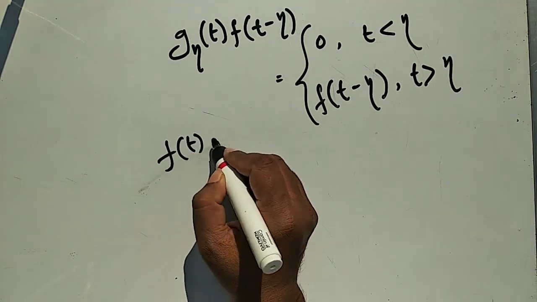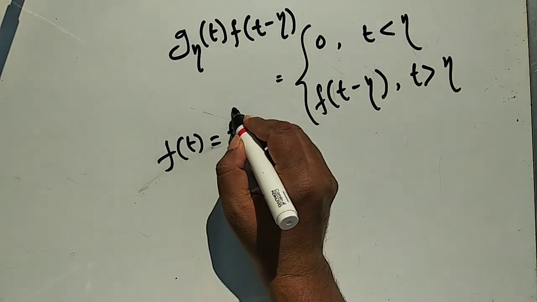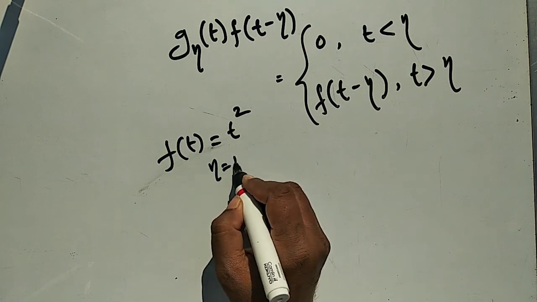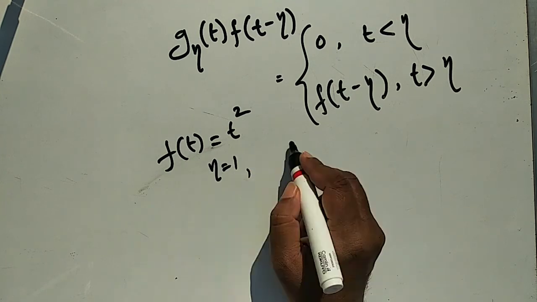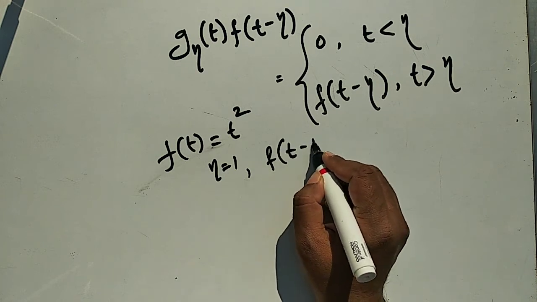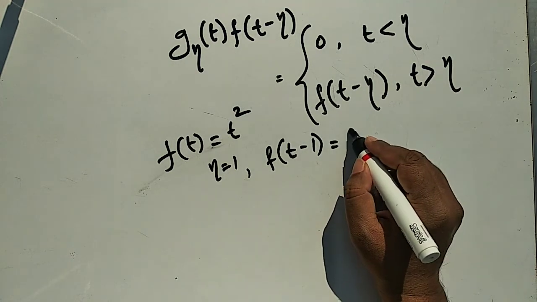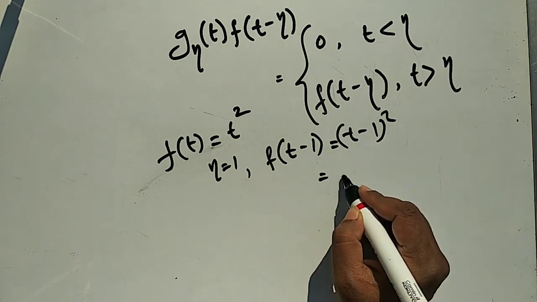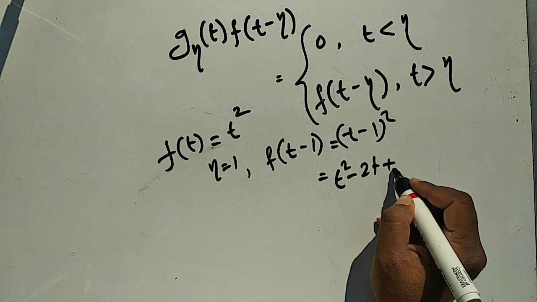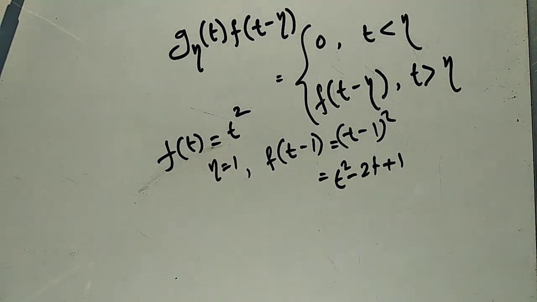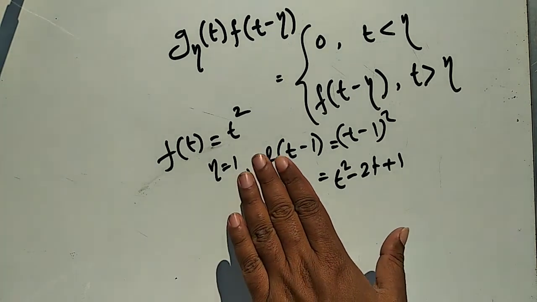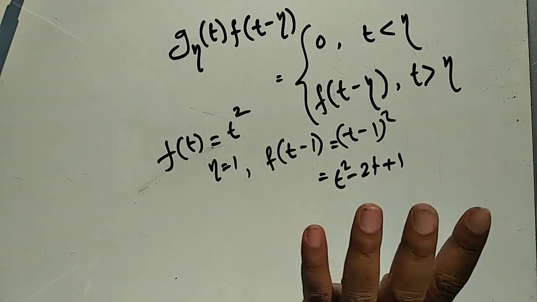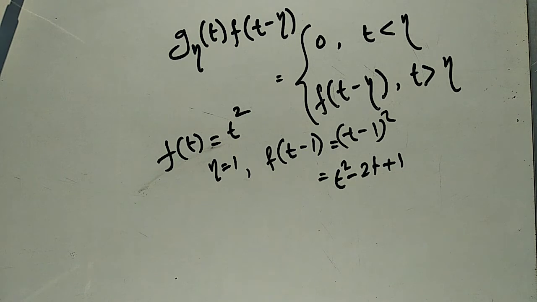If f(t) equals, suppose, t square, and I take eta equal to 1, then after translation the resulting function has t replaced by t minus 1, so this will be (t minus 1) squared, which is t square minus 2t plus 1. So the structure changes. In this way, if I consider a more complex structure, you can see that the structure changes. It had only one term, now it has three terms.